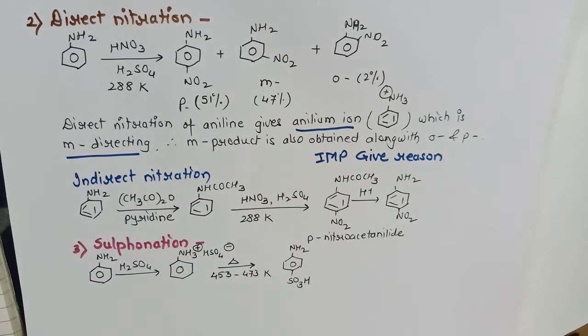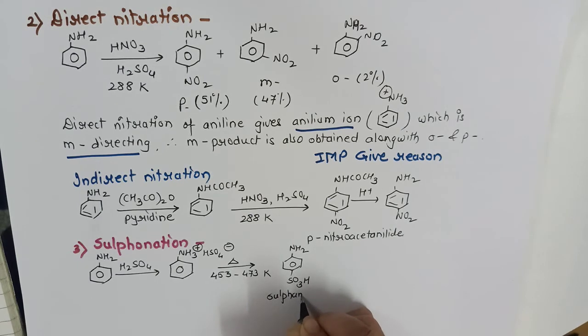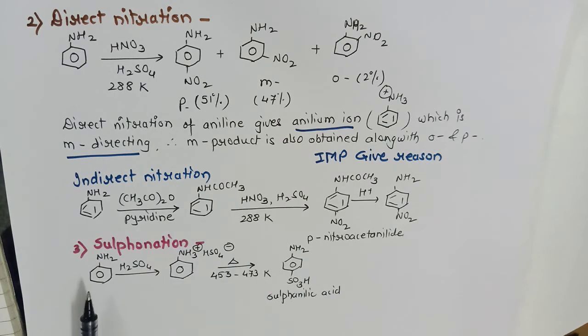The next electrophilic substitution reaction that we are going to study is sulfonation. So aniline, or I'll say 1 degree aromatic amine, when it is treated with H2SO4 followed by heating at 453 to 473 Kelvin, we get sulfanilic acid. Most of the time in board exams, when the question is asked, convert aniline to sulfanilic acid, the students don't remember the structure of sulfanilic acid, and therefore they are not able to write the conversion. Sulfanilic acid means SO3H group attached with aniline.